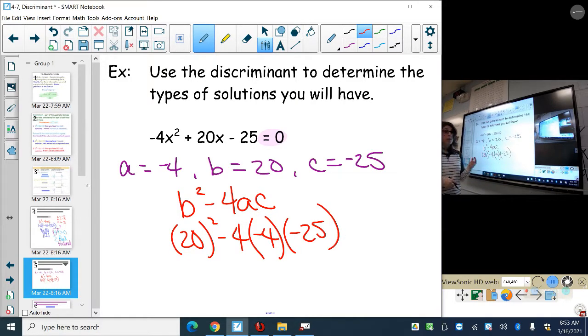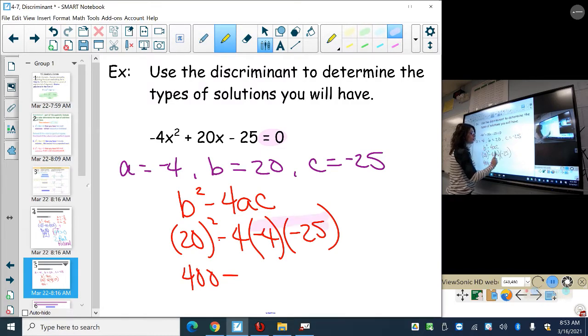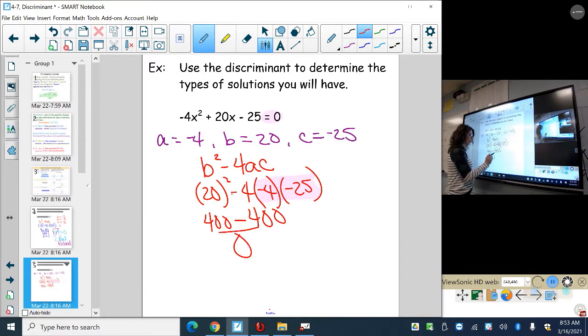So, a little bit of math here. 20 times 20 is 2 times 2 with 2 zeros. So that's going to be 400. 1, 2, 3 negatives. 3 negatives means the outcome is negative. So then I'm going to multiply these two numbers first. 4 times 25, so 4 quarters in your hand is $1, times 4 gives you 400. So 400 minus 400 is 0. That is your discriminant value.